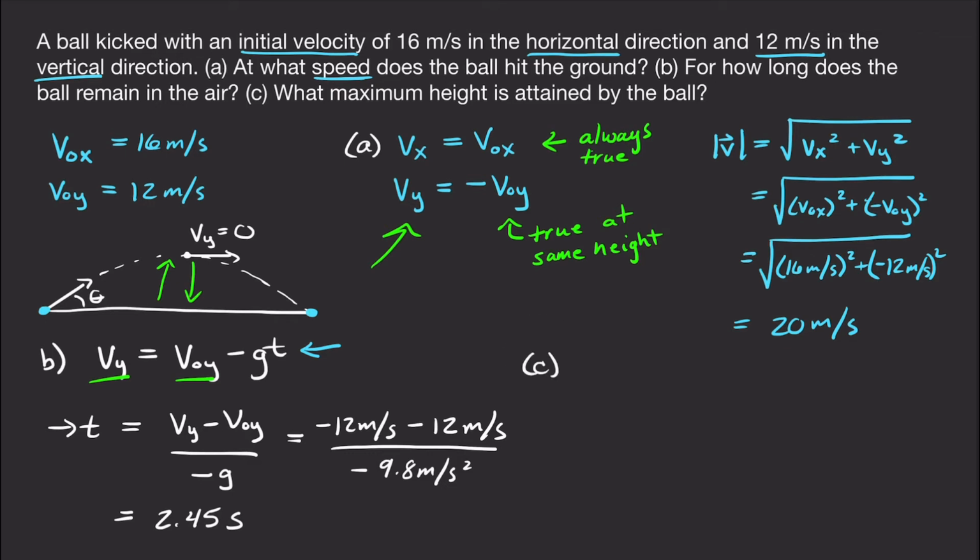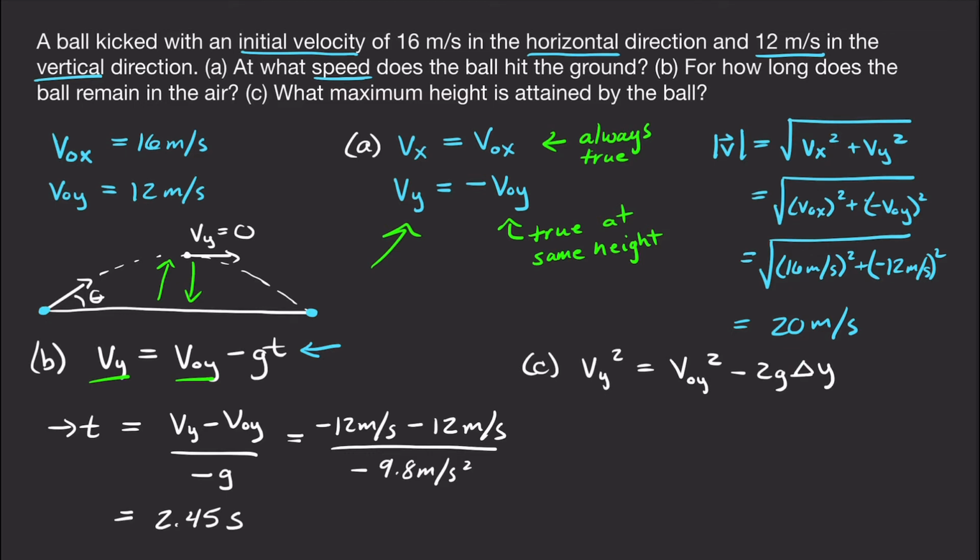So for part C, we're going to be finding the maximum height attained by the ball. Okay, so we need one of our equations that has delta y in it. And I don't know the time it takes to get to the max height. I could find it very easily, but I don't want to use the one with time. I'm going to use the other kinematic equation that has delta y in it, and that is this one: Vy squared equals V naught y squared minus 2g delta y.